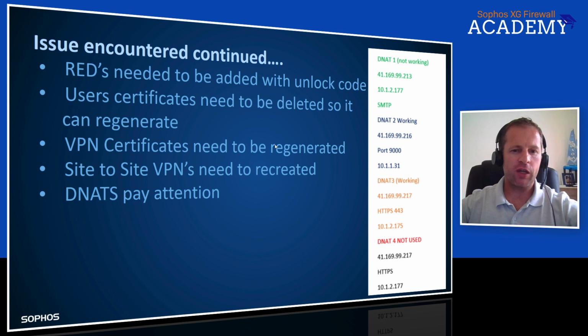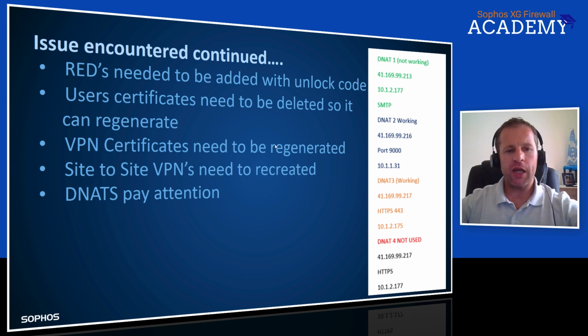Then the site-to-site VPNs needed to be recreated. The only issue here was that, as you know, most of us are using pre-shared keys there, sometimes certificates. But if you are using pre-shared keys, those pre-shared keys weren't migrated, so if you have a site-to-site VPN, say from Sophos to Cisco ASA, you would have to find out what that pre-shared key was to regenerate that site-to-site VPN.